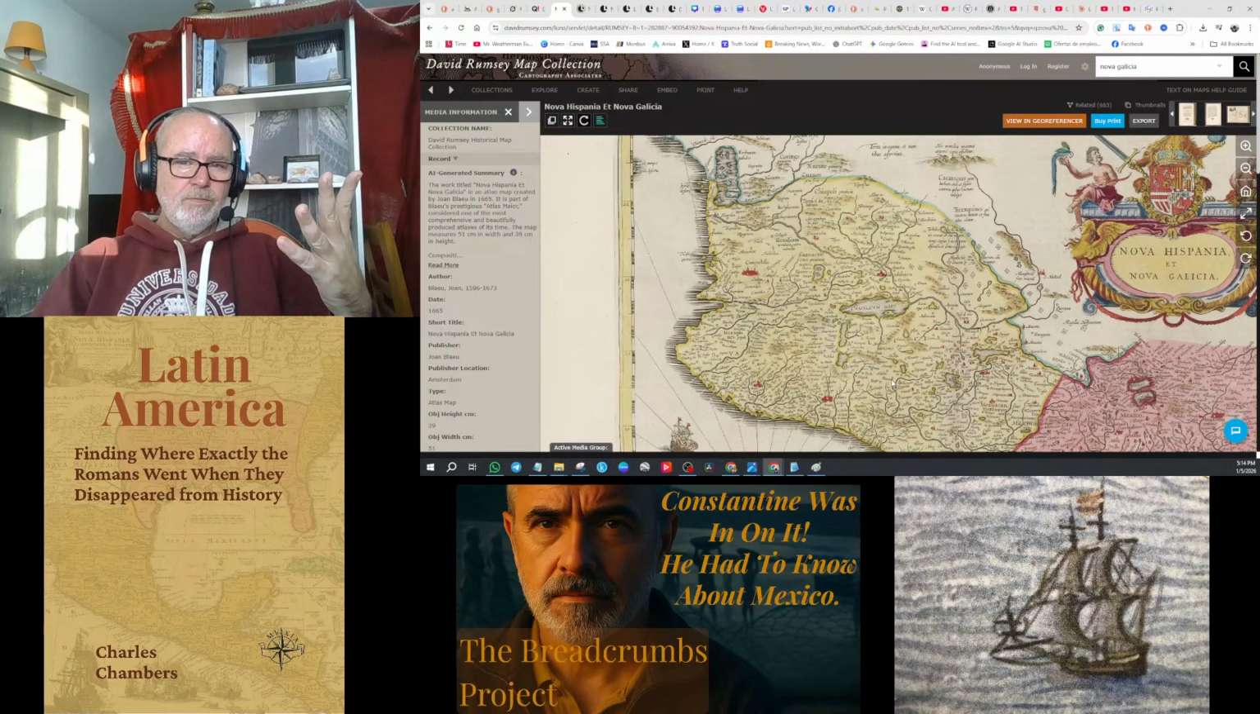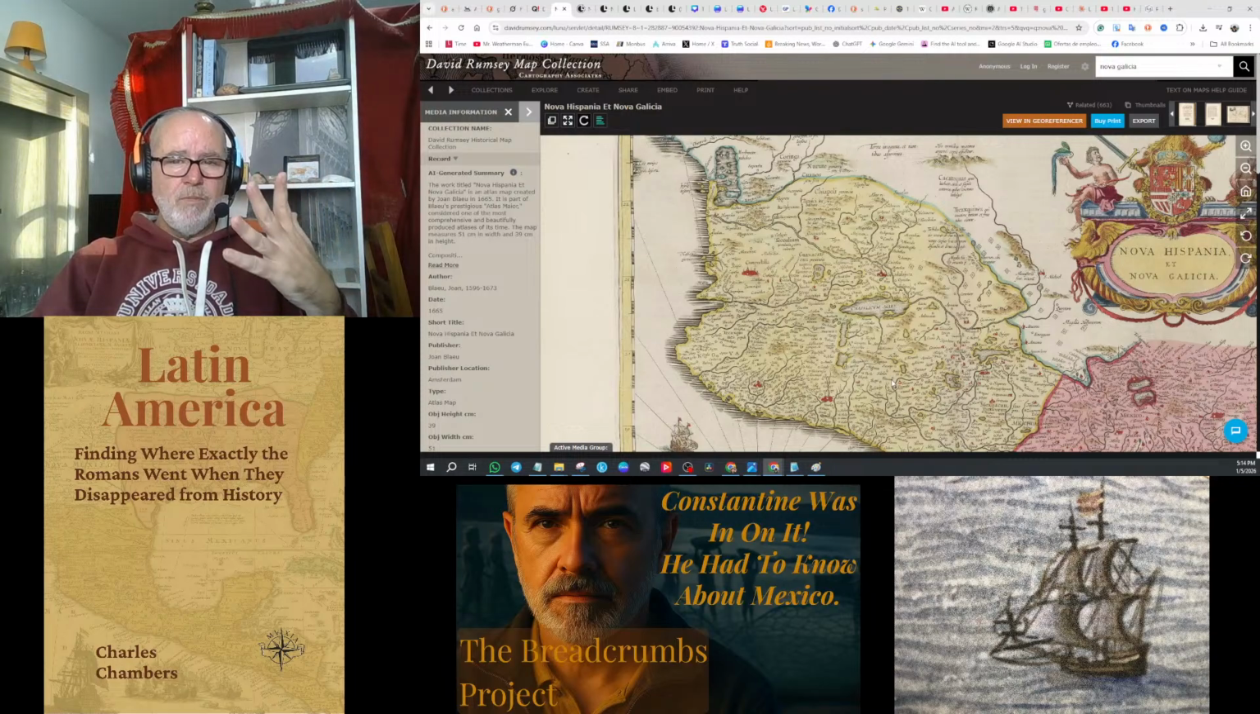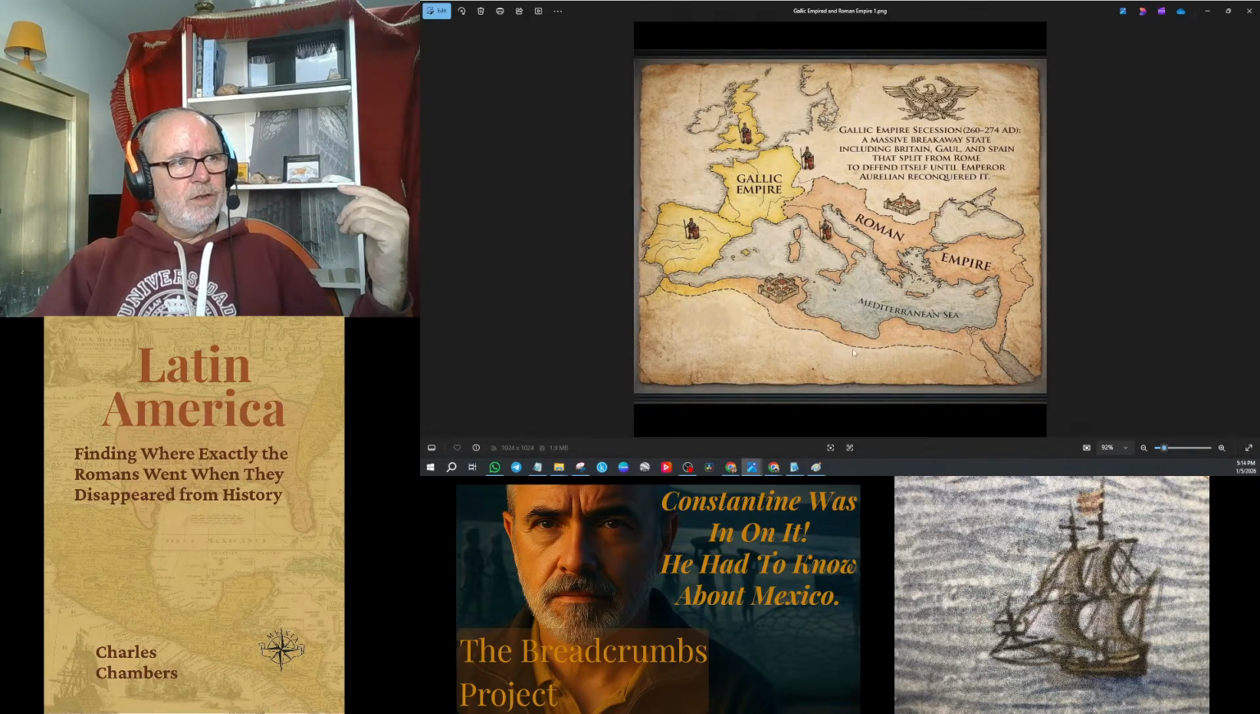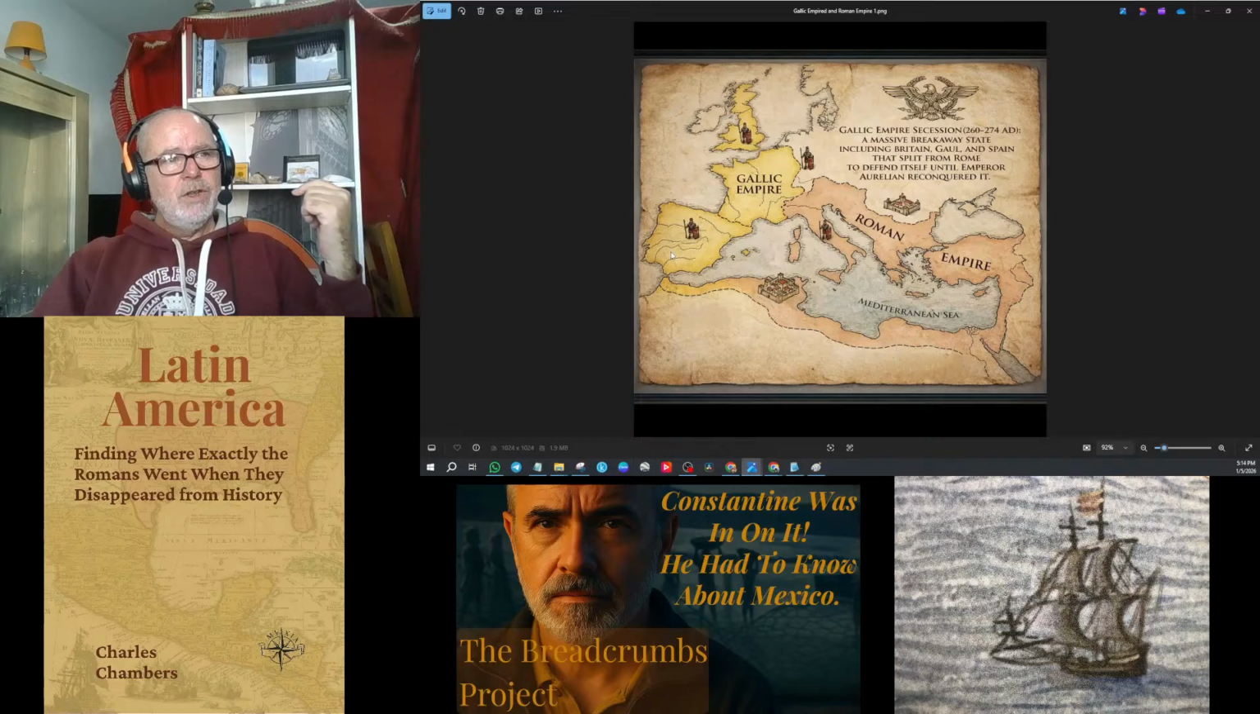The only way this map makes sense is going back to this situation in 260, 274 AD, when the breakaway happened, when the Gallic Empire put a militaristic wall between the Roman Empire at both ends. And they went black.